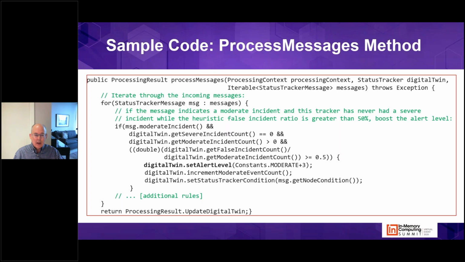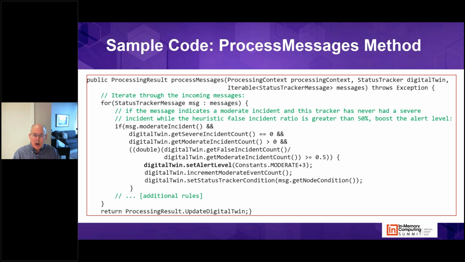In this case, it's if it's a moderate incident, and also we're looking for how many false positives this node has already given us. And so if we've seen a lot of false positives, we're not going to raise this alert level. But if we haven't seen as many as other nodes, then we will raise this alert level. It shows how one could write a heuristic to set the alert level based on a variety of concerns that are particular to that type of device or data source.